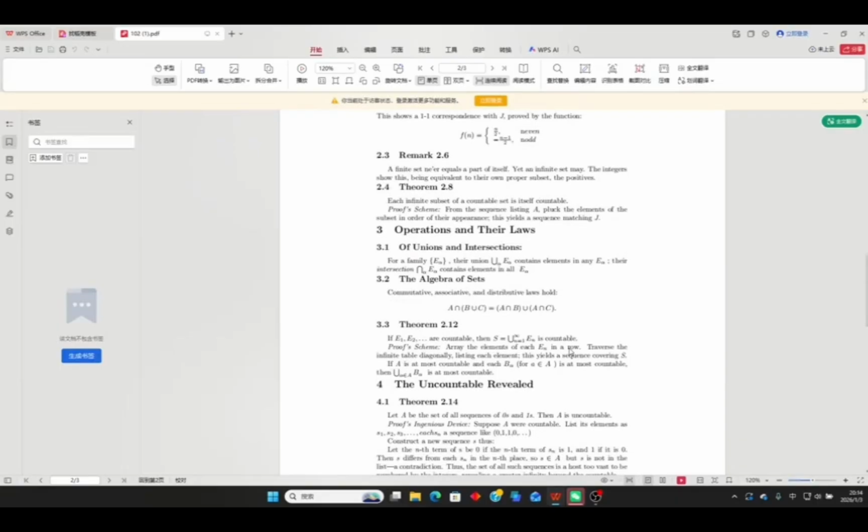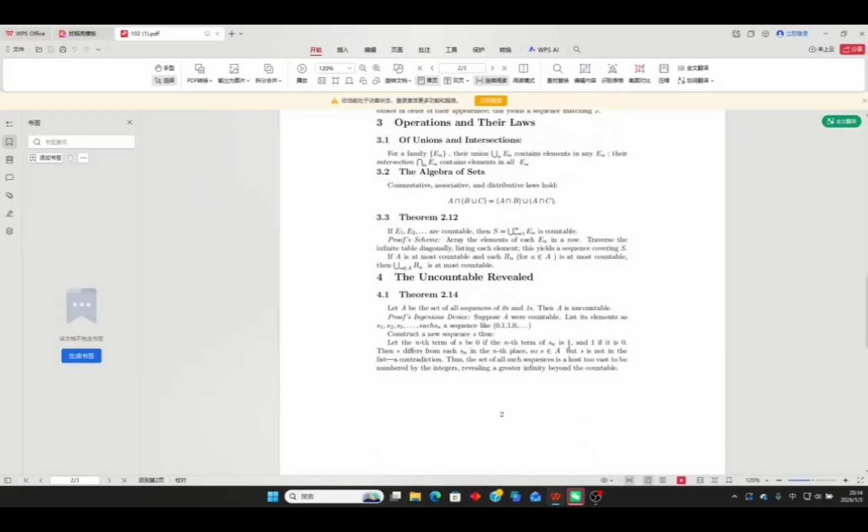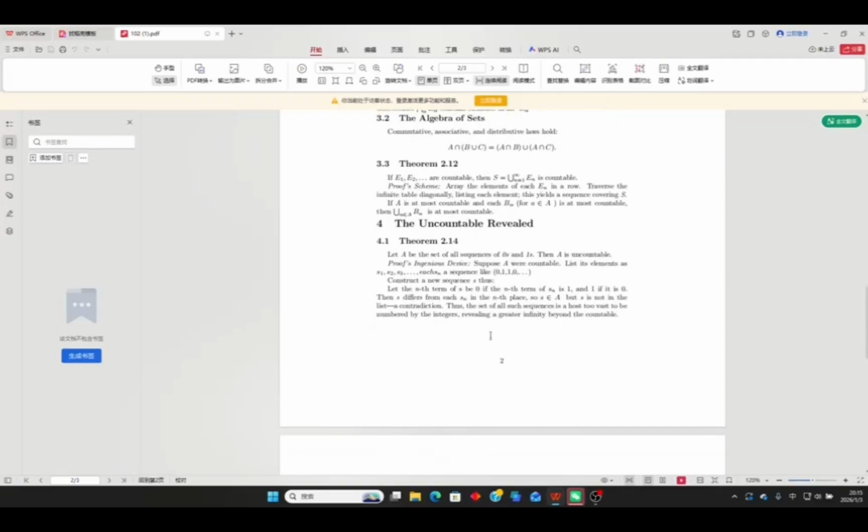And there's part 4, the uncountable sets. Now the exciting part. Consider the set A of all infinite sequences made only of 0s and 1s, for example 1 0 1 1 0 0 1 and so on. Cantor proved this set is uncountable. And here is the proof.